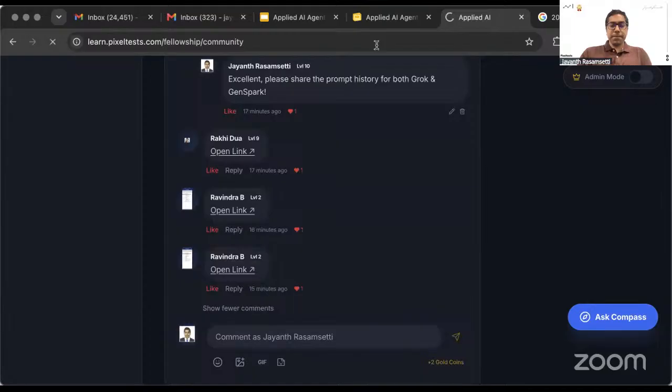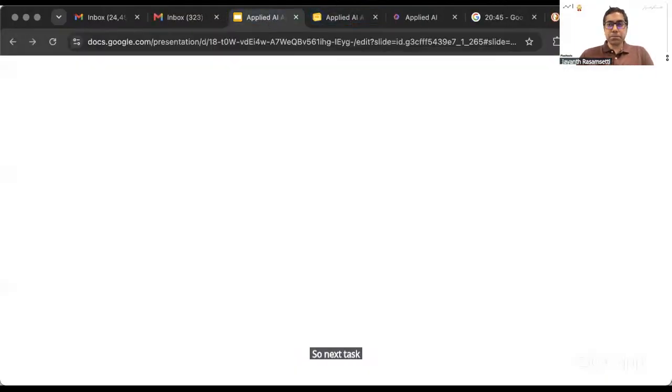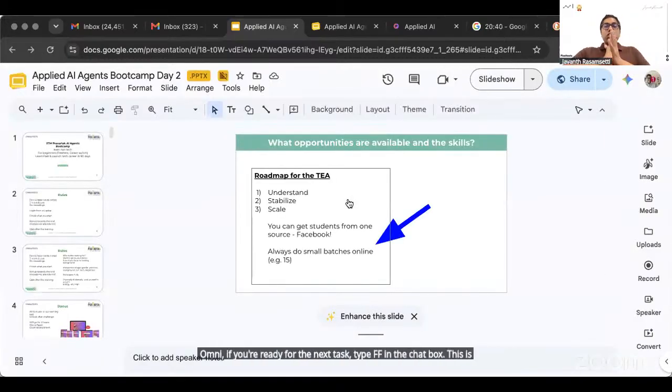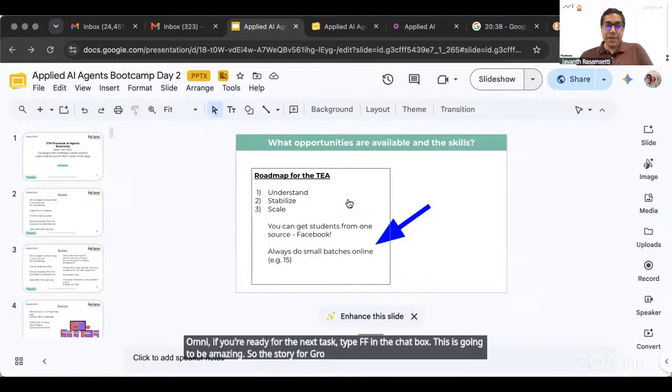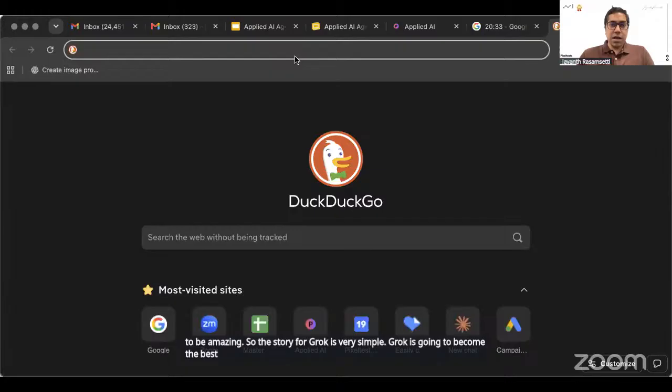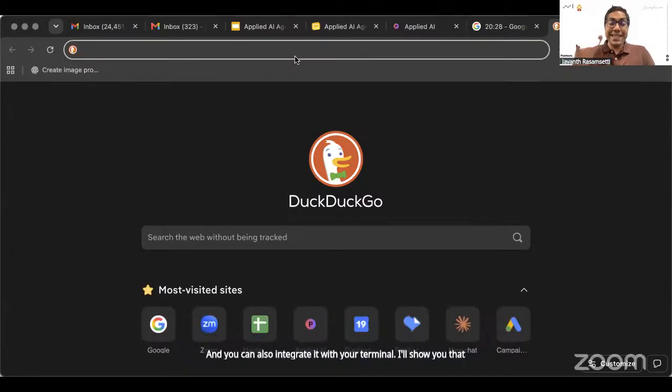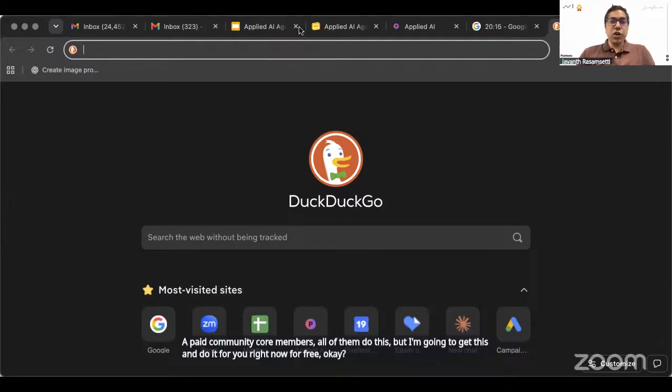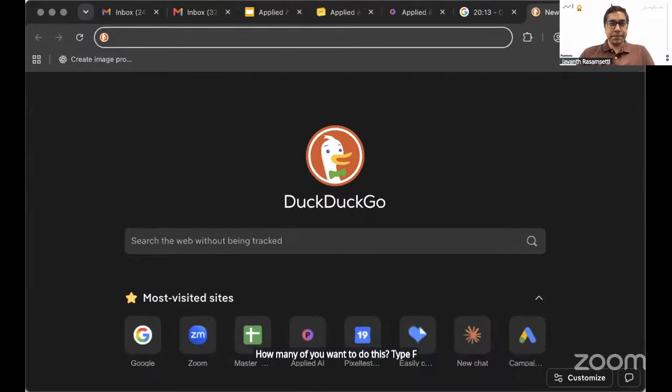Okay. Next task. So next task is super easy. How many of you are ready for the next task? Type FF in the chat box. This is going to be amazing. So the story for Grok is very simple. Grok is going to become the best AI, and you can also integrate it with your terminal. I'll show you that. But this following task is actually something that our paid community does. Our paid community gold members, all of them do this. But I'm going to do it for you right now for free. So how many of you want to do this? Type FF in the chat box.